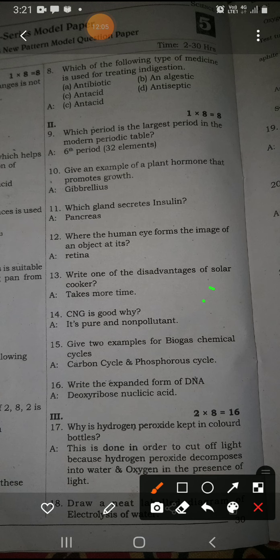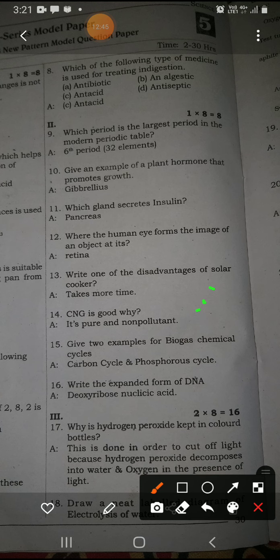So next, where does the human eye form the image of an object? The image of an object is formed on its retina, right? I told you, an inverted image forms, because our eyes work as convex lenses. So the image is formed on the retina, an inverted image. That inverted image, the signals will be sent to the brain, and the brain is able to understand what it is able to see, right?